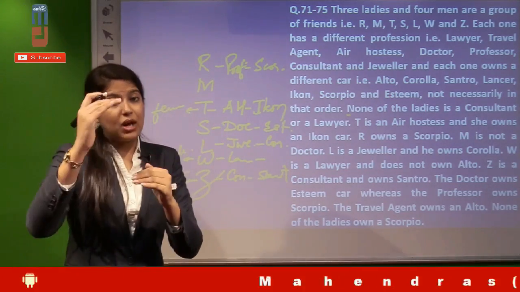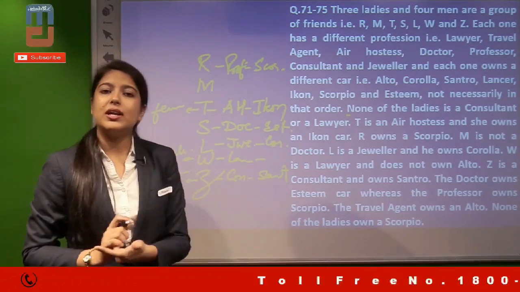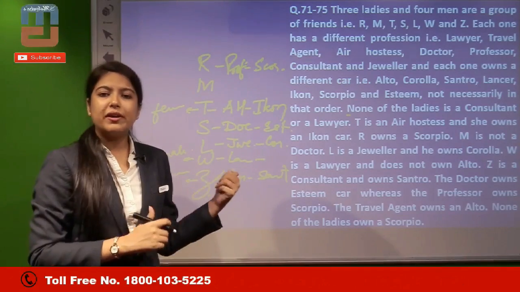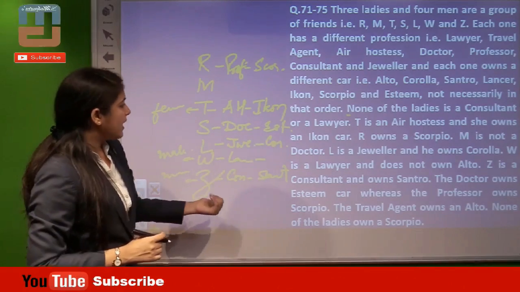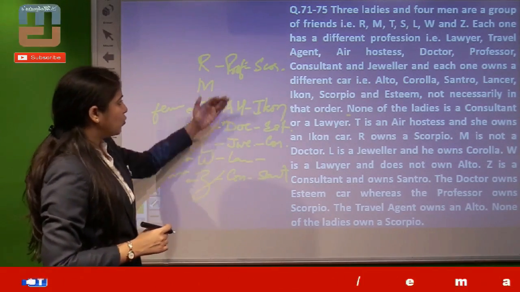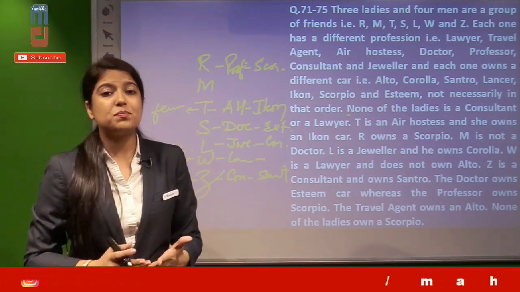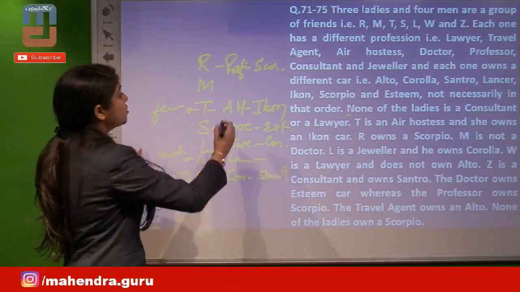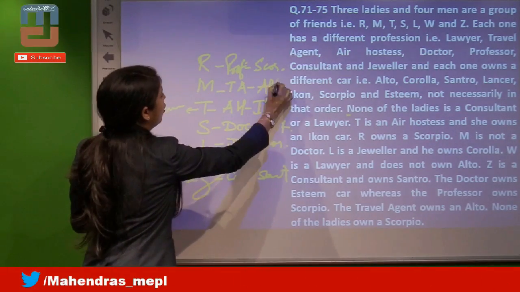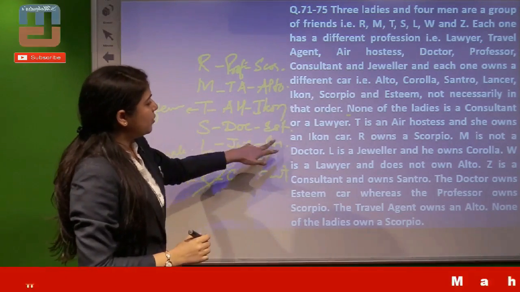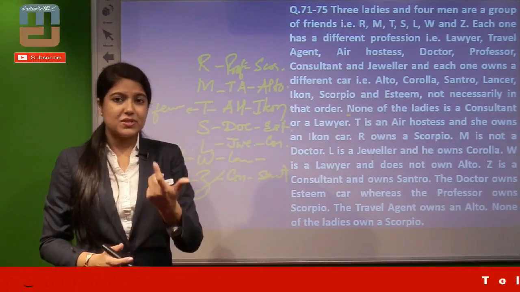Very clear. Now one by one we have read all the conditions, put them down, and as we got the clear conditions, we got the arrangement also. Now let's see what is next. Travel agent owns an Alto. Now see, six professions have already been set. Only M's profession is not there. So we can say M is a travel agent and travel agent owns the car Alto. Out of 7 cars, 6 cars have been placed. Lancer is left, as you remember.